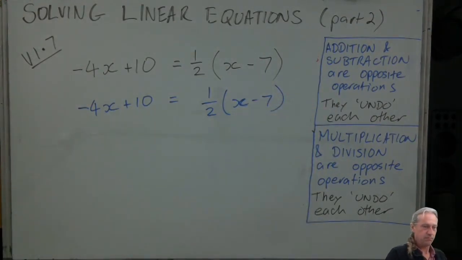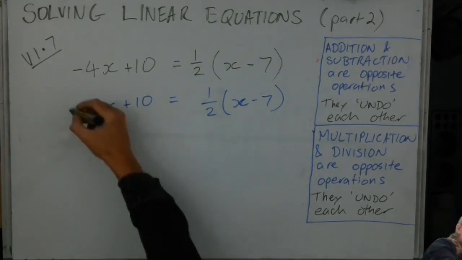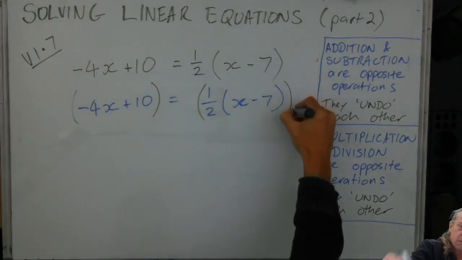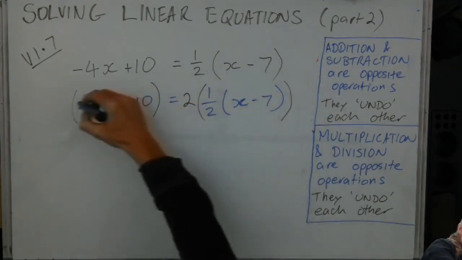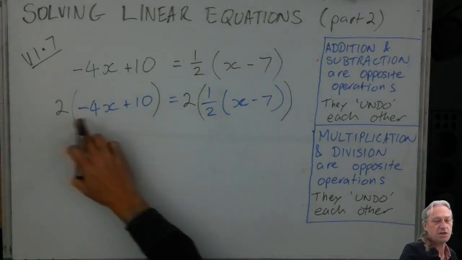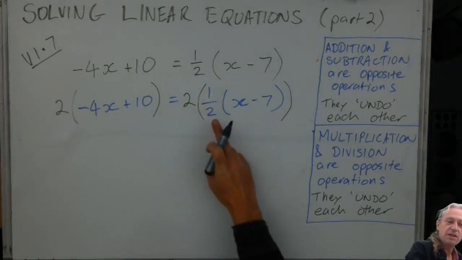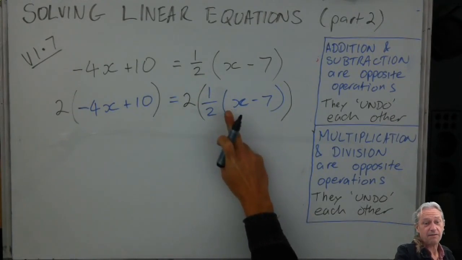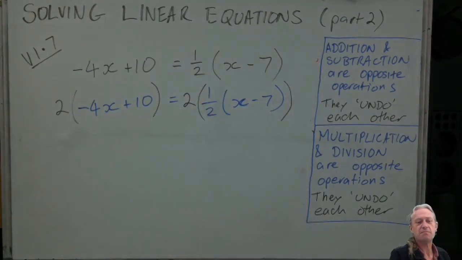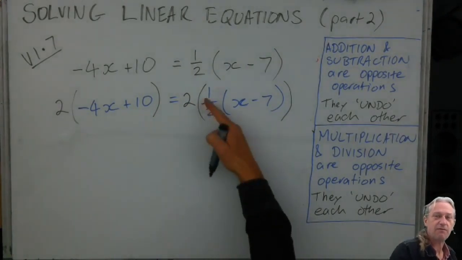So now the thing I'm going to change is I'm going to put brackets around these and multiply both sides by 2. So this is what I'm changing, and I'm doing this to get rid of this half. I don't want it there. It's in the way. It's making things messy. So if we just double the size of both sides, this half will disappear.